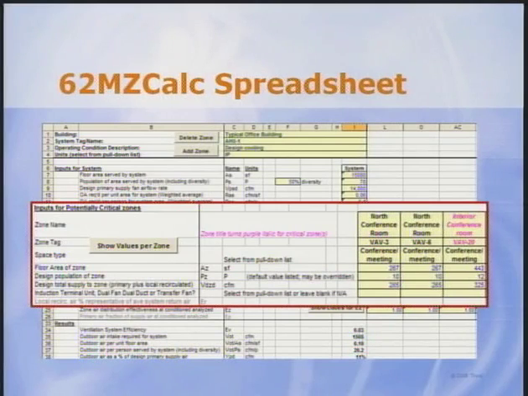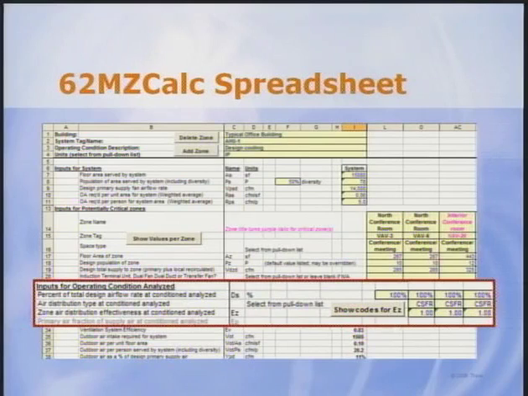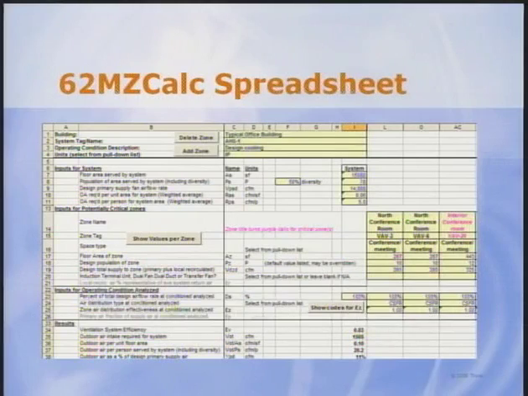The next section is where the user describes the system at the operating conditions being analyzed. This section allows many different conditions to be analyzed without overwriting the basic system design data in the previous section. The final section of the spreadsheet is the results section.